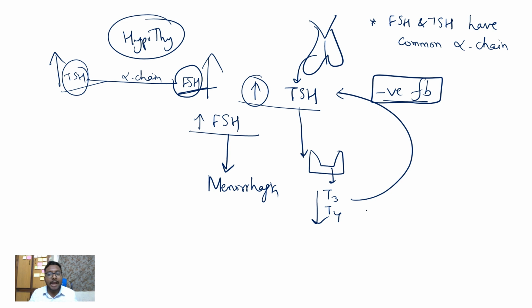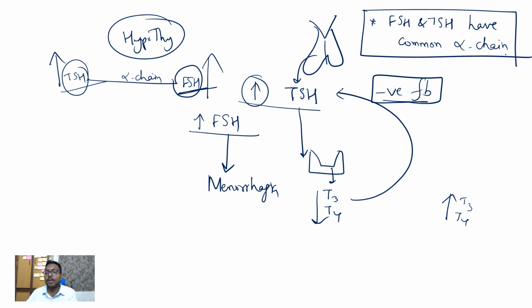So, what is happening in hyperthyroidism? There will be increased T3, T4. Because of the increase in T3, T4, it will give negative feedback, and so TSH will be decreased. Along with TSH, FSH is also decreasing. That is why there will be oligomenorrhea or amenorrhea, right? This is the concept you should understand, and this is one important line we have to remember. FSH and TSH have got common alpha chain, right?